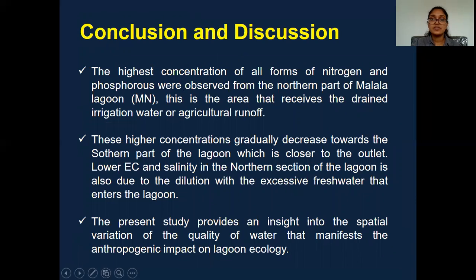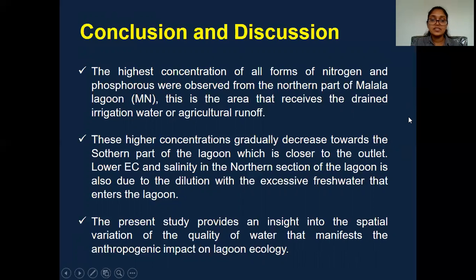So according to the results, we can conclude that the highest concentrations of all the forms of nitrogen and phosphorus were observed in the northern part of the Malala Lagoon because this is the area that receives the drainage irrigation water. So this higher concentration gradually decreases towards the southern part of the lagoon, which is closer to the outlet. The lower electrical conductivity and salinity in the northern section of the lagoon is also due to the dilution of concentration with the excessive fresh water that enters the lagoon.